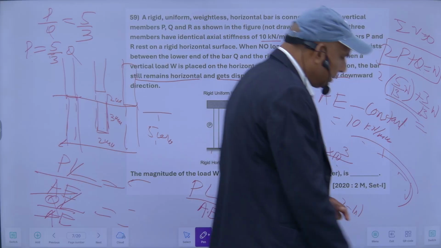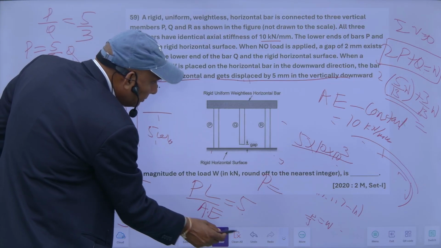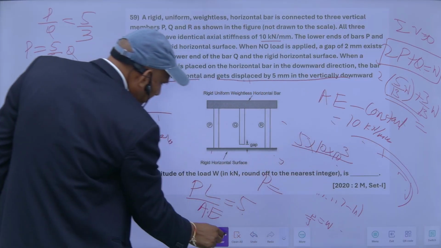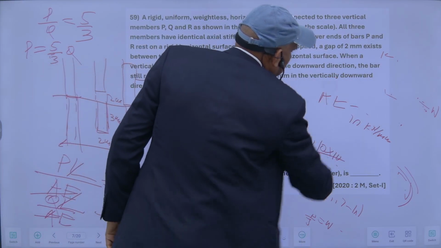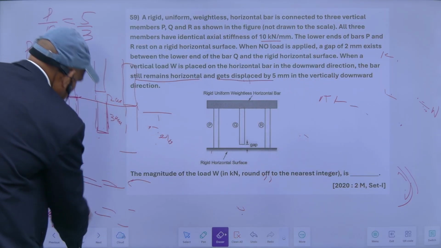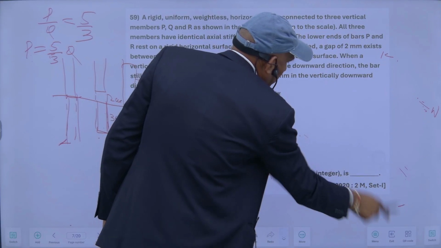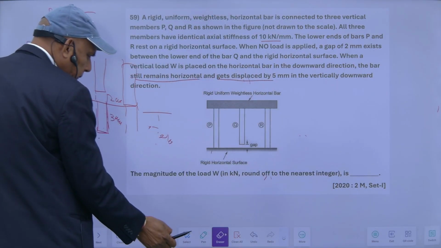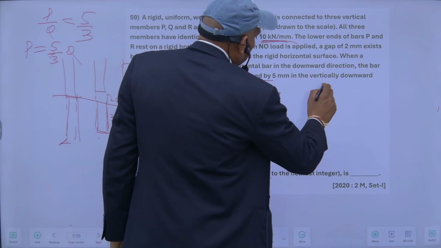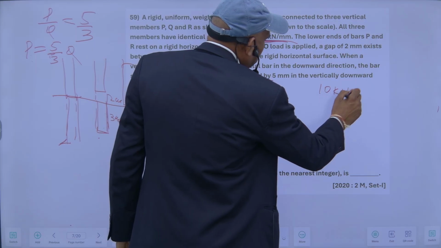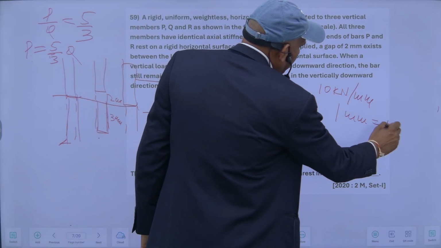Oh yes. So this is axial stiffness, means 10 kilonewton per mm, means for 1 mm there is a load of 10 kilonewton.